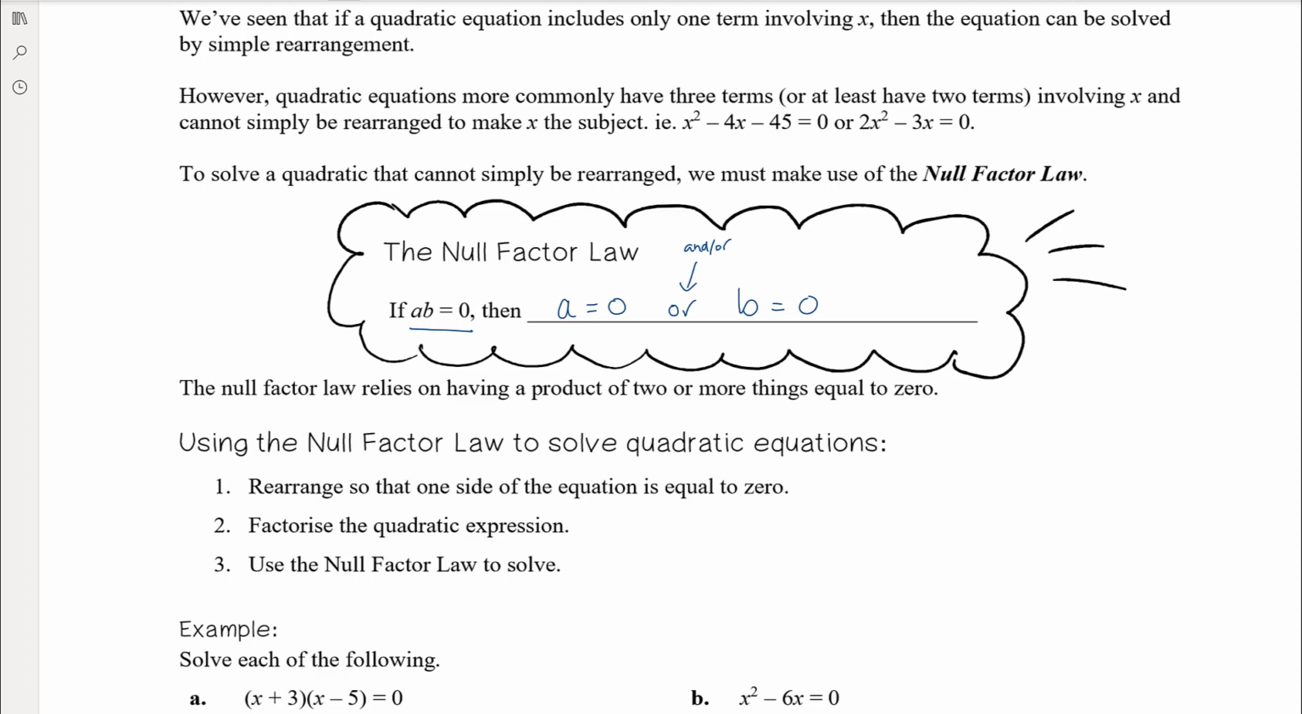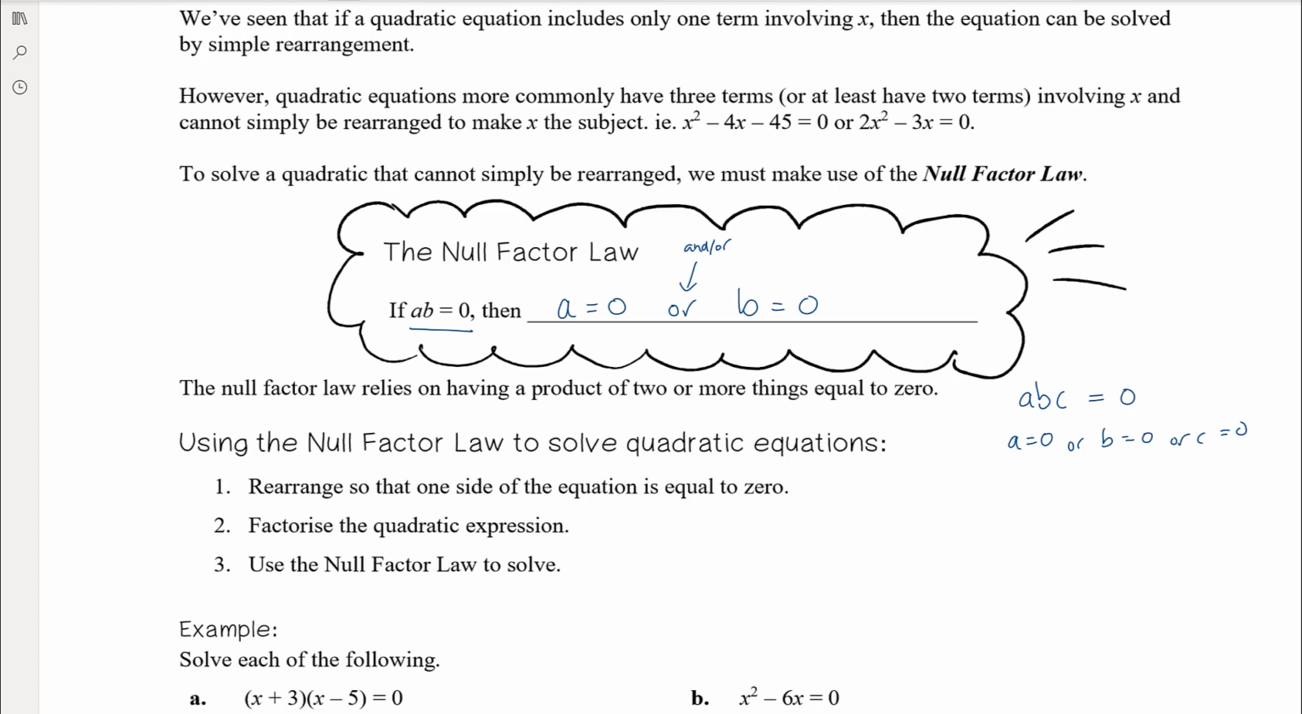And so we want to make use of this fact to solve a quadratic equation. It relies on us having a product of 2 or more things, because actually the null factor law can be extended. If I know that 3 things multiply together to give me 0, that also tells me that a equals 0, or b equals 0, or c equals 0. So if I have a product of 2 or more things multiplying together, and they are equal to 0, I can utilise the null factor law. And so therefore we need to create that situation first. So we need to first of all rearrange so that one side of the equation is equal to 0.